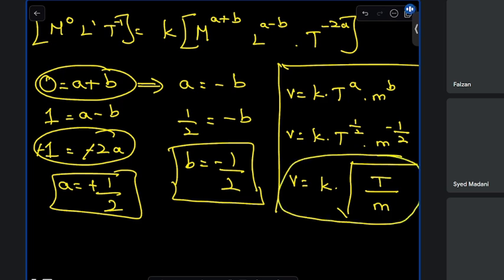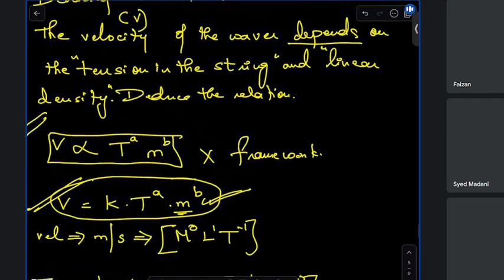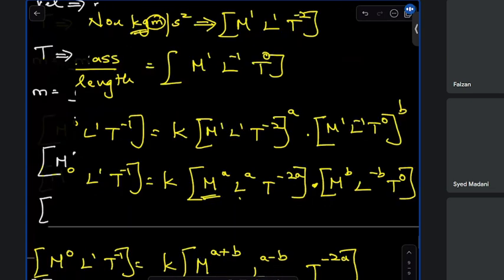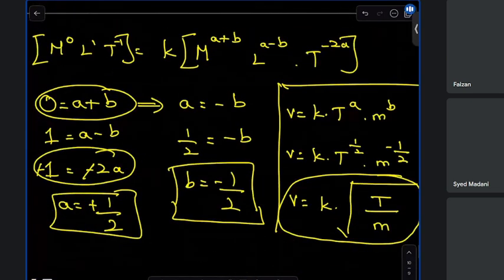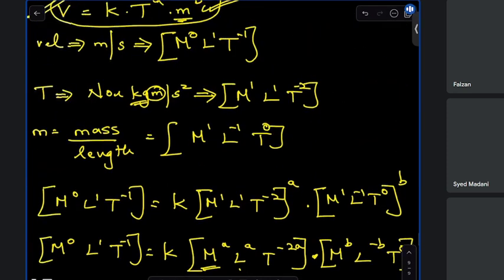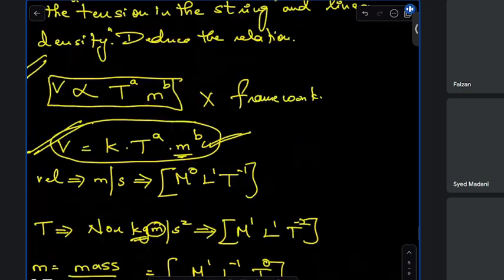So now do you realize what they told? The velocity of the wave depends on the tension and linear density. Look at this. Velocity of the wave depends on tension and linear density. That's what they meant. Okay. You gotta go step by step. Absolutely. The faster you try to go, the chances of you getting it wrong are too much.